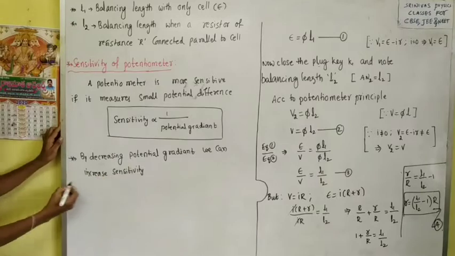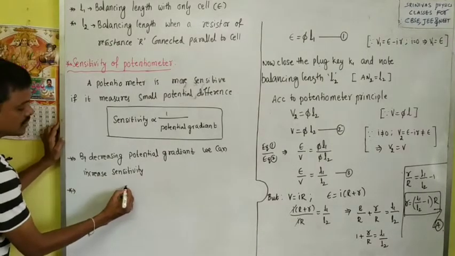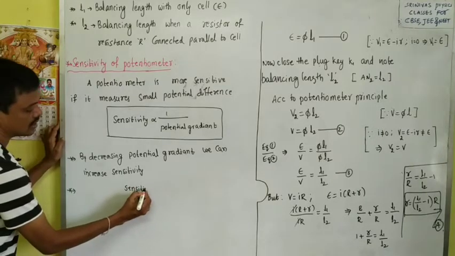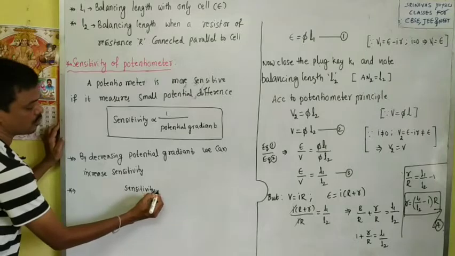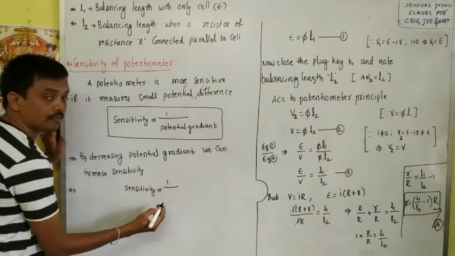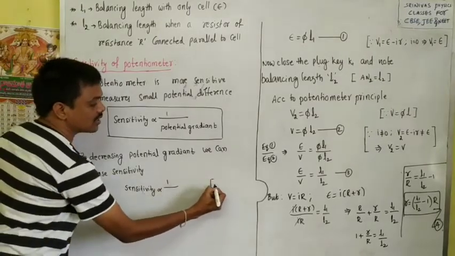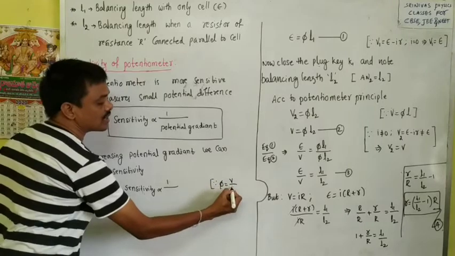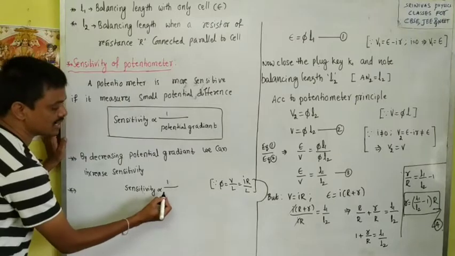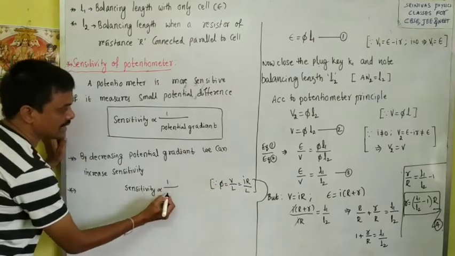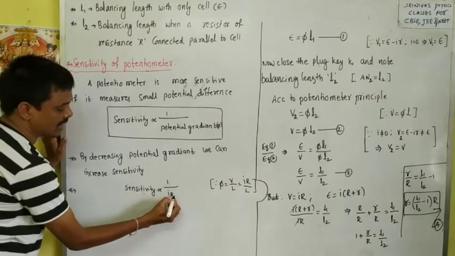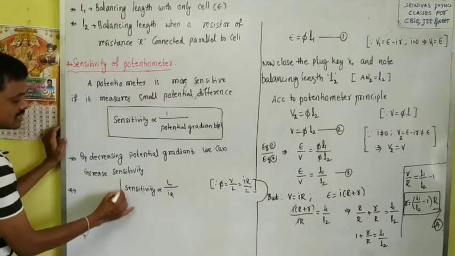Okay, right, look here. Sensitivity is proportional to potential gradient. But what is the potential gradient? Potential gradient is the potential difference by length. We already know the potential gradient formula, that is V by L, potential drop by length, that is IR by L. We can write the potential gradient as phi. This phi is nothing but IR by L. L goes to the numerator, then we will get it like this.